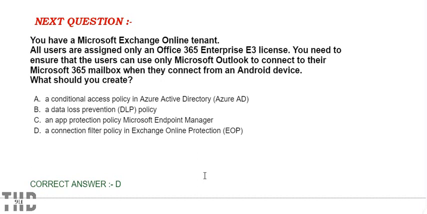Option A, a conditional access policy in Azure Active Directory. Option B, a data loss prevention policy. Option C, an app protection policy in Microsoft Endpoint Manager. Option D, the connection filter policy in Exchange Online Protection. The correct answer is option D.